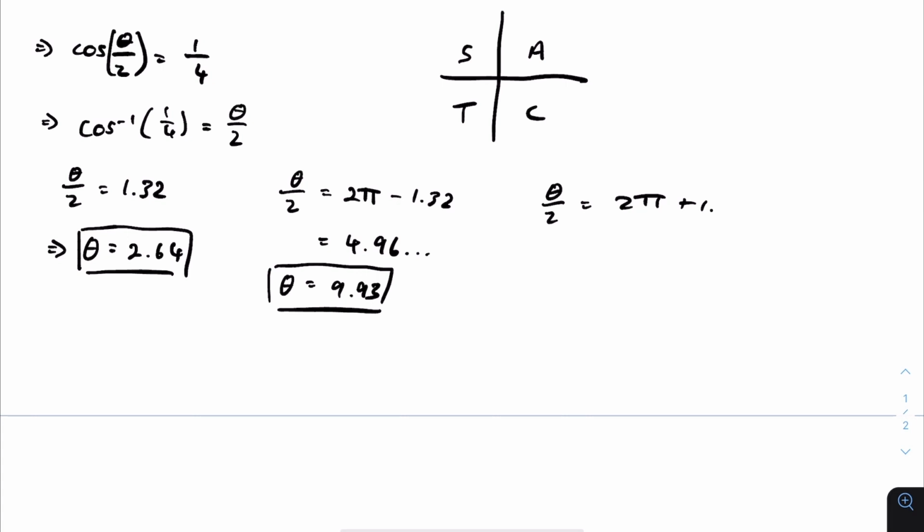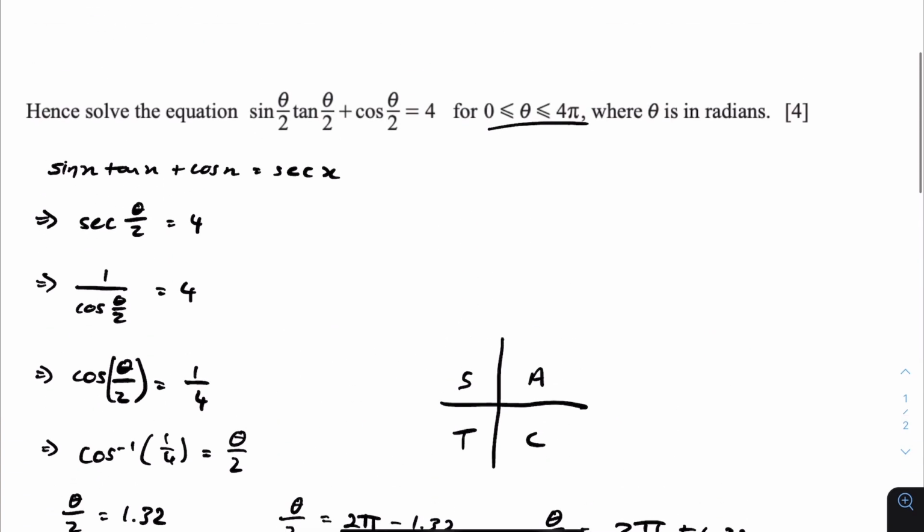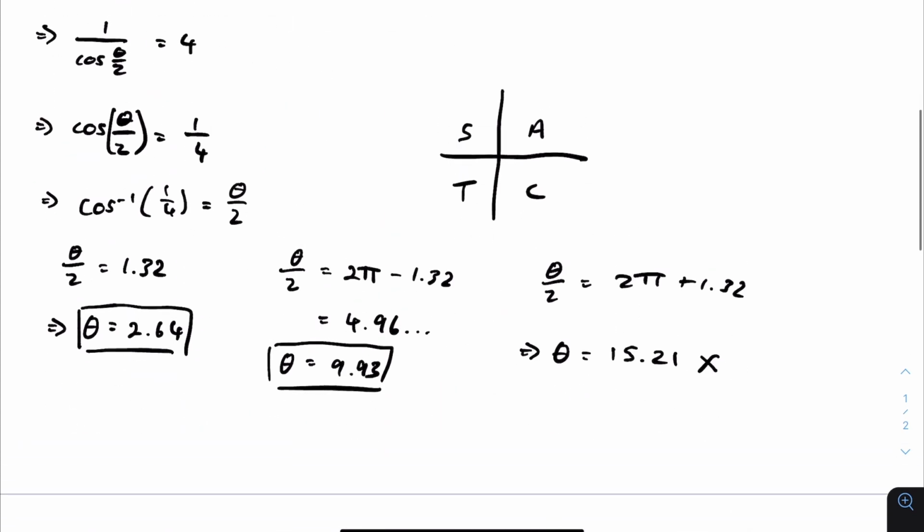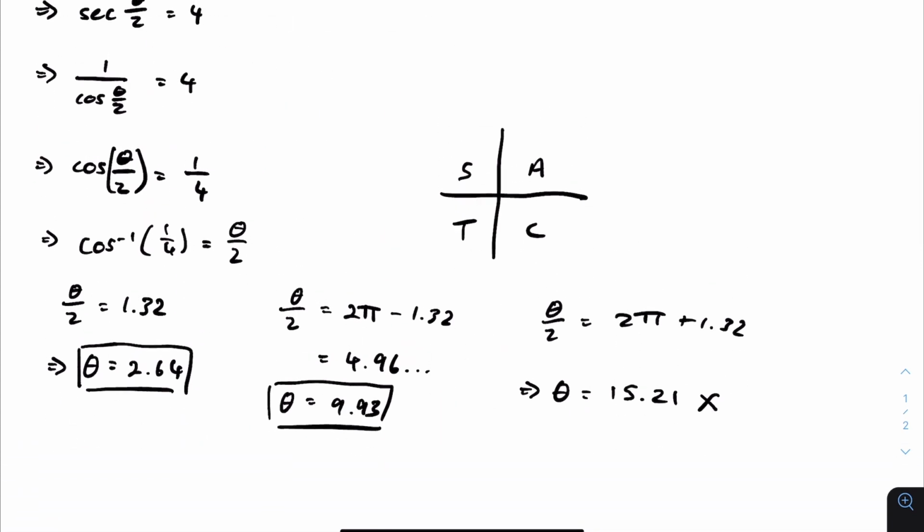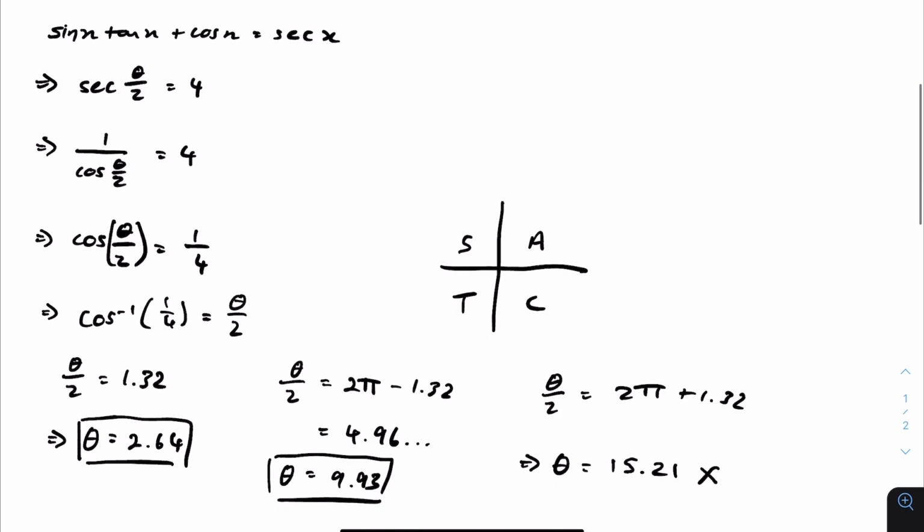plus 1.32 is equal to theta over 2. So theta is equal to, let's just put that in. So theta is equal to 15.21. However, this one is wrong because this one is over our boundary of 4 pi. So therefore, the answers are theta is 2.64 and theta is 9.93.